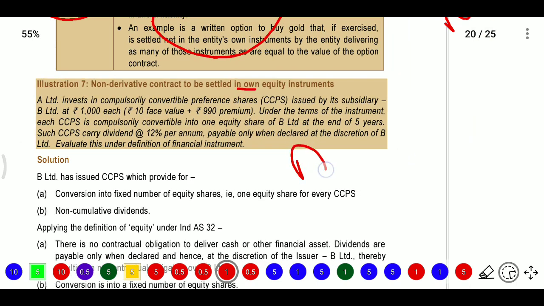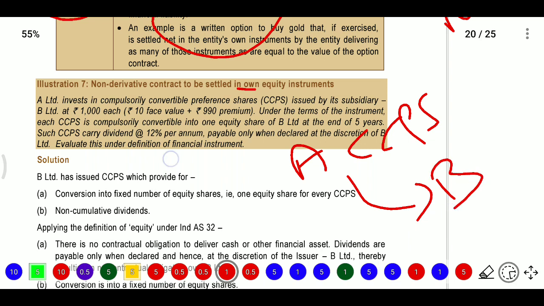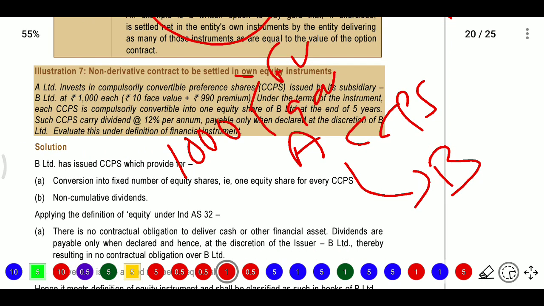For example, a company has CCPS, that is compulsorily convertible preference shares, issued by its subsidiary B Limited at the rate of 1000 rupees, where the face value is 10 and 990 is the premium. Here the instrument CCPS means they will compulsorily convert preference shares into equity shares. The preference shareholders will get the equity shares at the end of the 5th year, and such CCPS carry dividend at the rate of 12% per annum, payable only when declared at the discretion of B Limited.